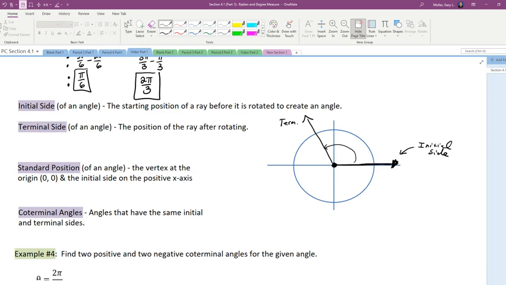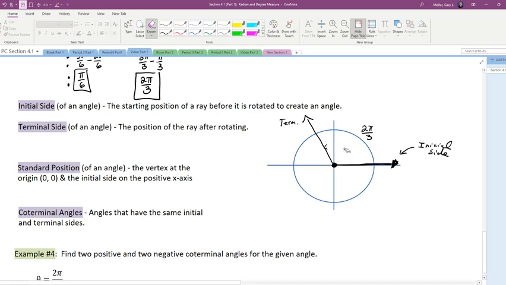Coterminal angles are angles that begin and end in the same place, same initial and terminal sides. So imagine this angle looks to be about 2 pi over 3. So let's call it 2 pi over 3. Now, if I close my eyes and you drew this or rotated to that spot, and I open my eyes and we're done, I don't really know how you got there. I can assume that all you did was open up 2 pi over 3.